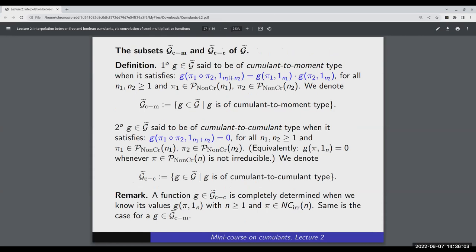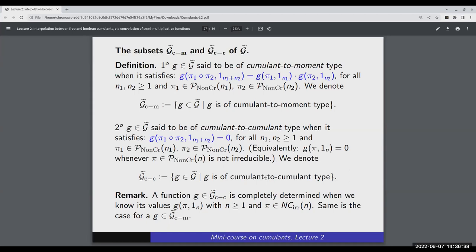It is to be of cumulant moment type when it behaves under concatenation: it factors out. Whenever you have a concatenation, you get a product. That's a cumulant to moment function. Cumulant to cumulant, you just ask that it is supported on irreducibles. It is zero. So anything which is not irreducible, G is zero on it. So I wrote it like this so that it is similar to the one above.